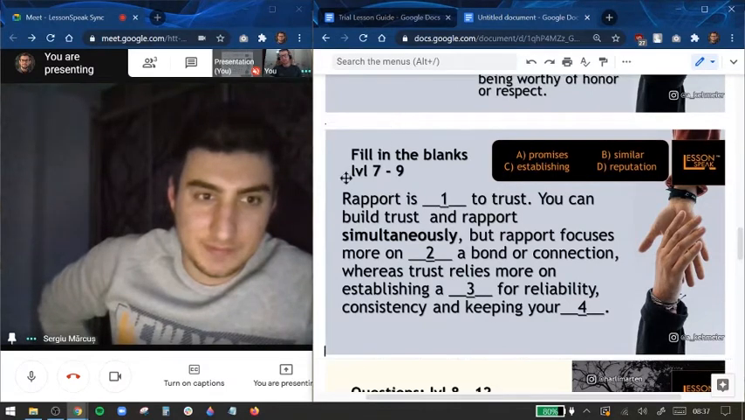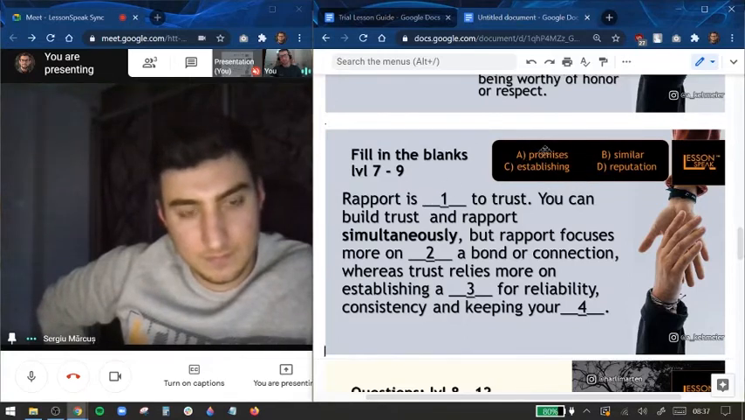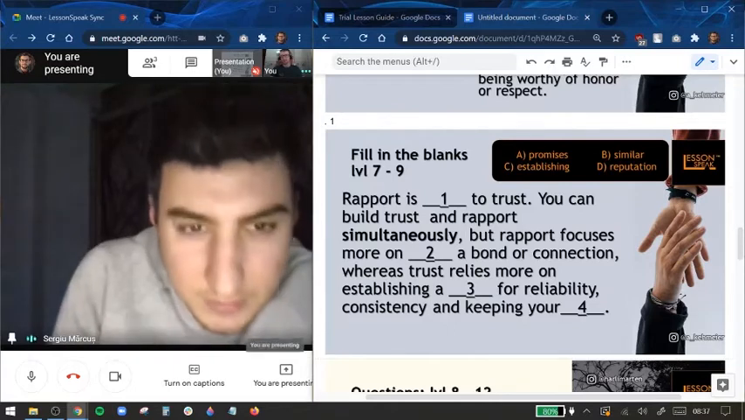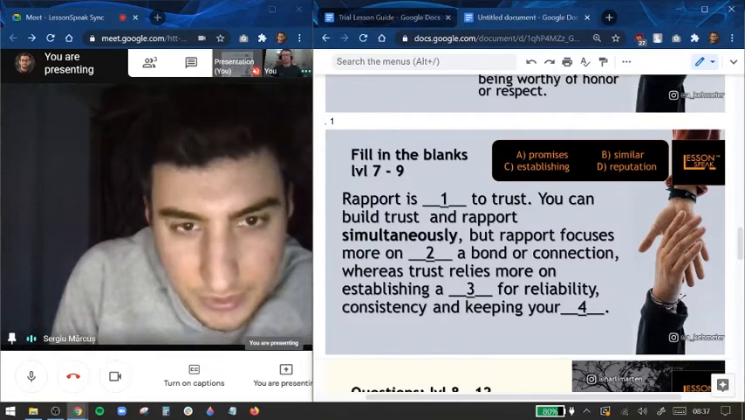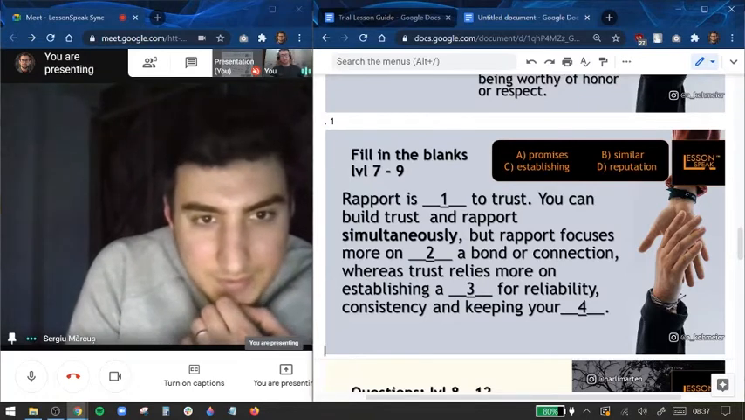Alright. So, next what we're going to do is fill in the blanks. I want you to read the passage out loud and fill in this blank here with one of these words in the word bank. Okay, so promise, similar, establishing, reputation. I know all of these words. Alright, let's see you put them to the test.